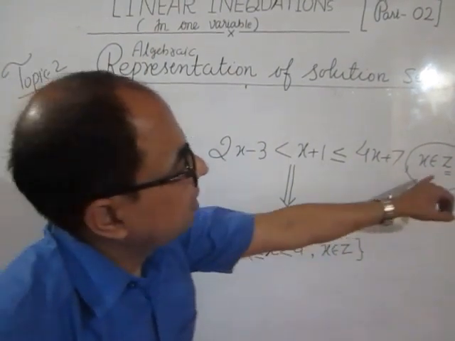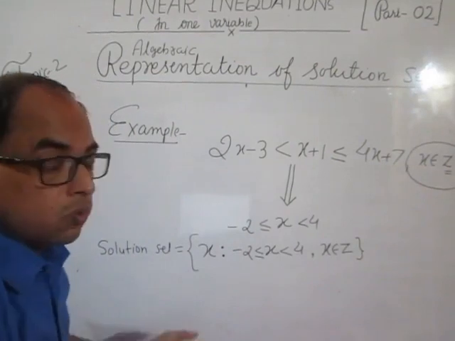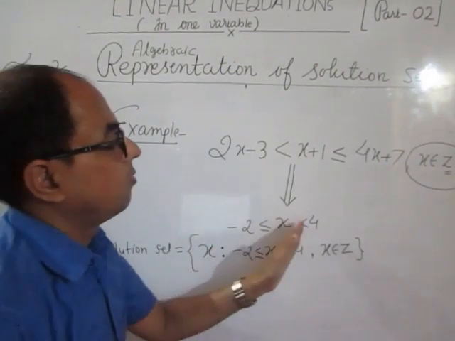Now because the replacement set is integer, we are able to make the list of all the integers between minus 2 and 4.